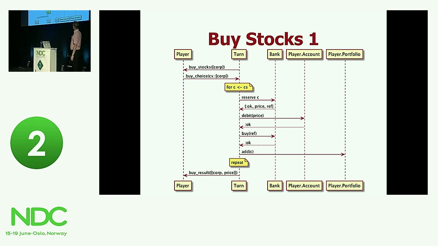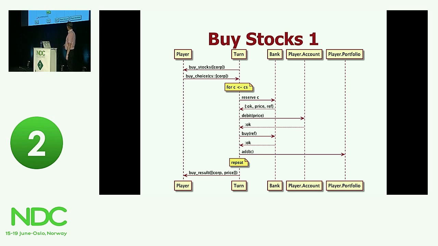Then I will actually tell the bank that I'm not just reserving it, I'm actually buying it, and you pass in the unique reference you got up here, you pass it into the bank, it will reply OK synchronously, and then you add that particular stock to the player's portfolio, so you have a portfolio of all the stocks you own in the game, and then everything's good, and then you repeat this until you've covered all the corporations. And then at the end, you tell the player, this is what came out of buying all these. You tried to buy these things, you bought these at this price, or you get an error back on some of them.